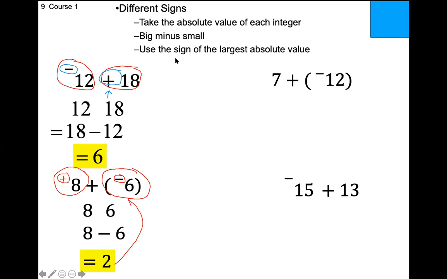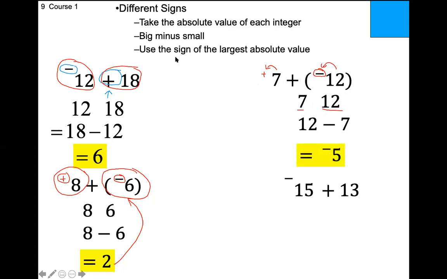Upper right, stop me if you're lost. First number is positive, there's no symbol there, so it's positive. Second number is negative, so I got a positive and a negative, those are different signs. Take the absolute value of both. Absolute value of positive 7 is 7. Absolute value of negative 12 is 12. I get a big number and I get a small number. 12 is big, 7 is small. So I do big minus small, that's 12 minus 7. Let's see, 12 minus 7 is 5.